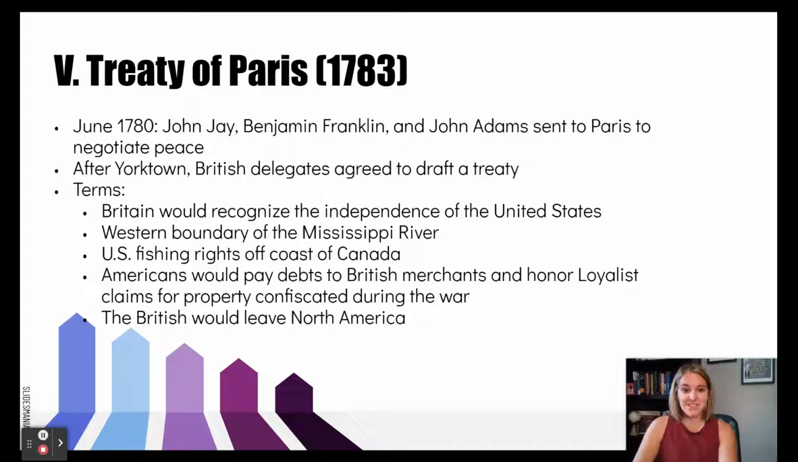First, the United States is independent. Britain will recognize that. The western border, it will be the Mississippi River, Canada in the north, Spain will have Florida, and the U.S. will continue to have fishing rights off of Canada. The Americans will pay back their debts and will honor Loyalist property confiscations, and the British will leave North America. So those are the major terms of the treaty.